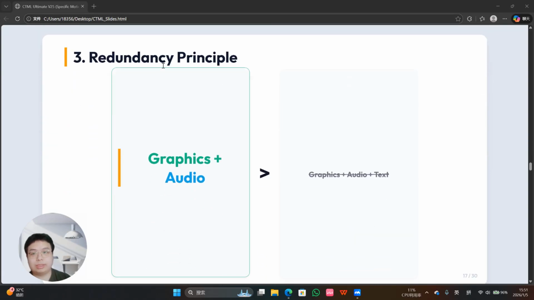The third one is redundancy principle. Don't make students read text on the screen while you are reading the exact same words aloud. This causes a traffic jam in the visual channel. Graphics plus audio is the best combination.